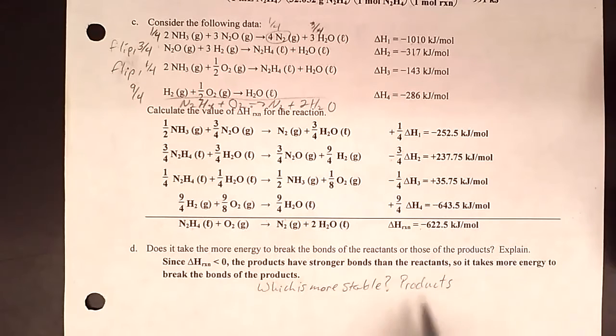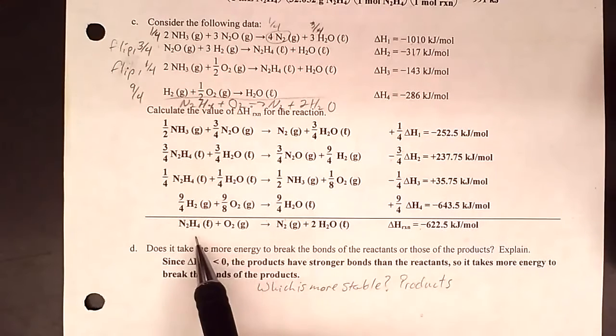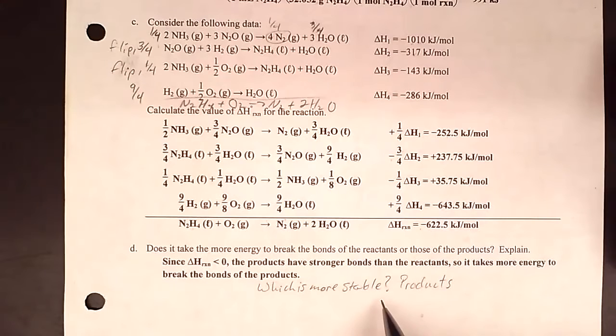So which is more stable? The products, because if energy is coming out, it's creating something more stable. That's why it did it. It created something less energetic, more chaotic, with the atoms spread out in a wider way through the universe, and more stable than it started with. So the products are more stable. It would take more energy to break these bonds than those bonds.